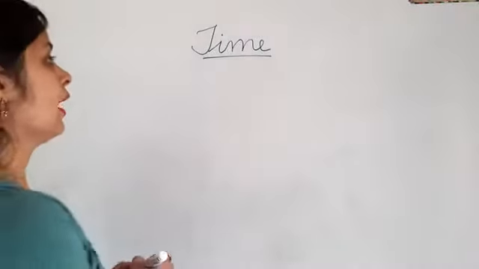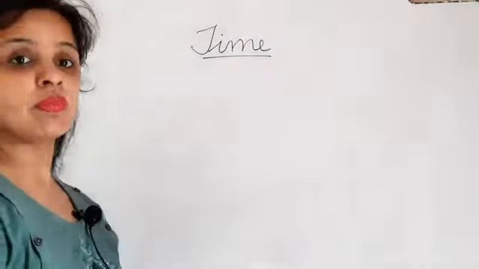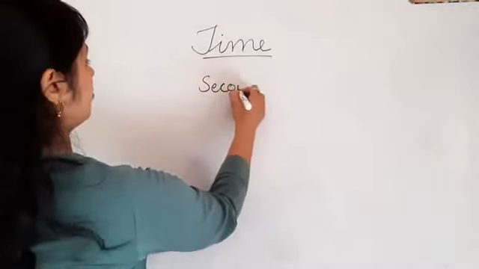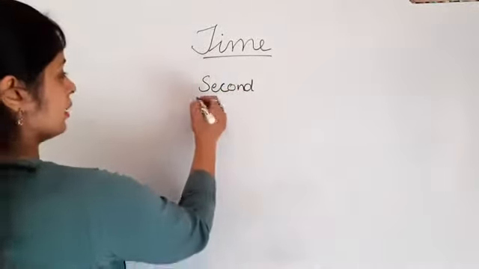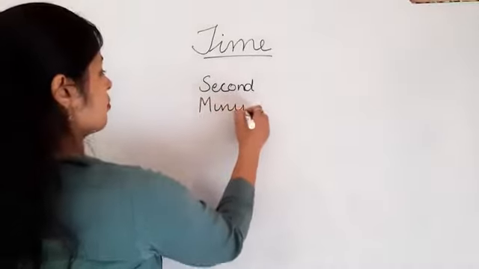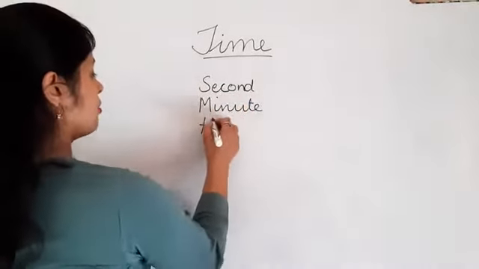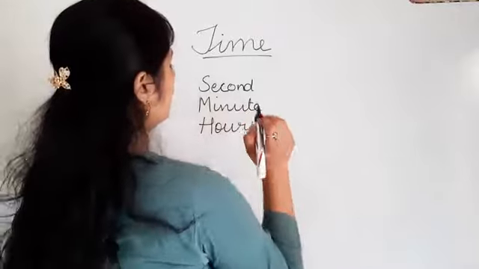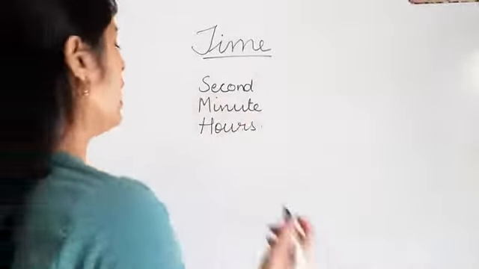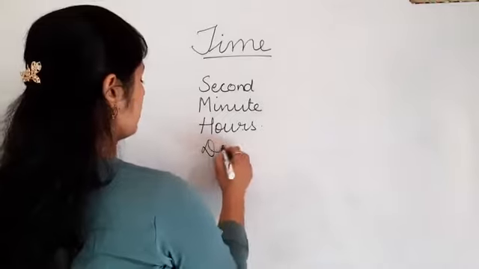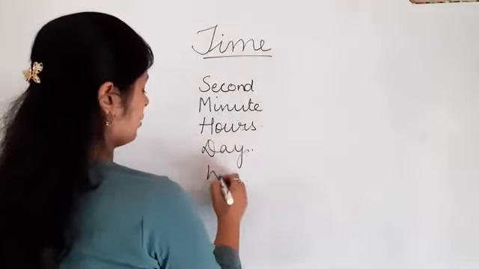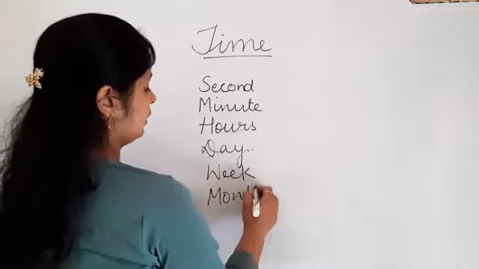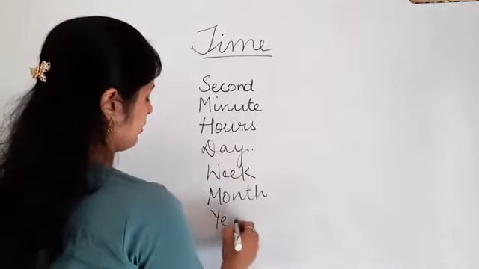So first of all, I'll tell you about time. The smallest unit of time is the second, then after second, minutes, then hours. These are the units which you see mostly on the watch or clock. And after hours, we have day, then week, then month, and then year.